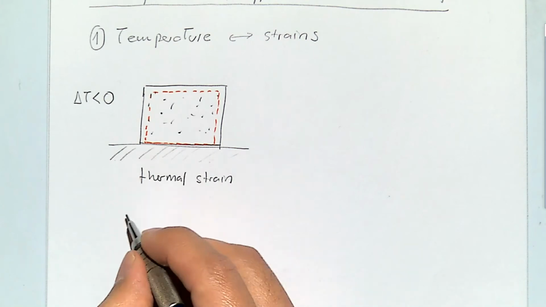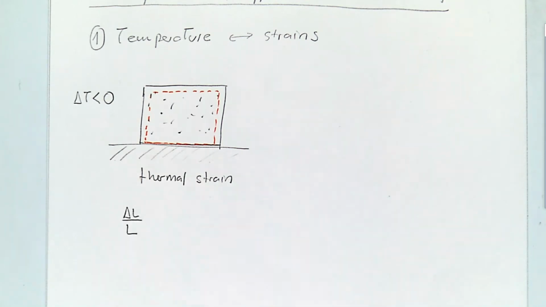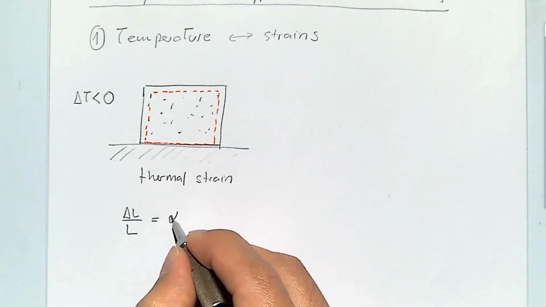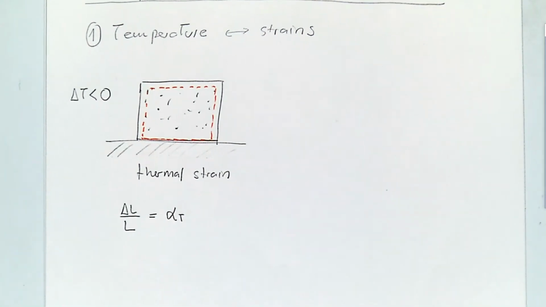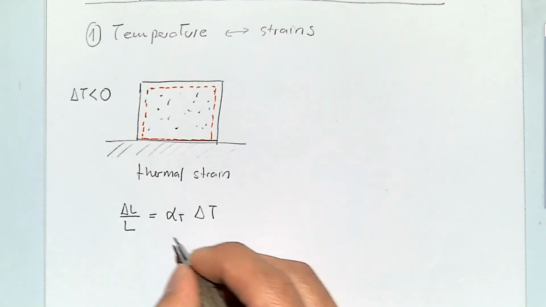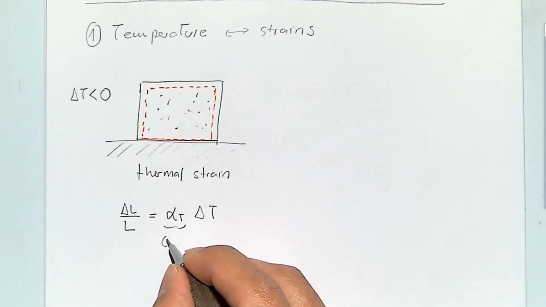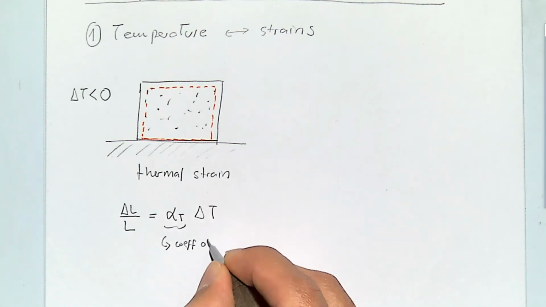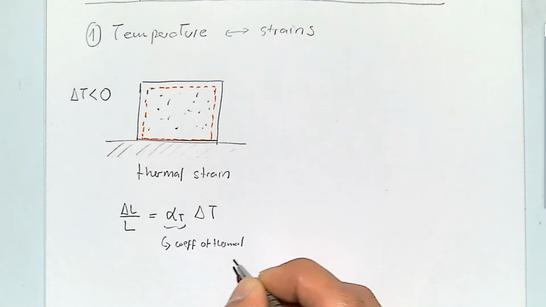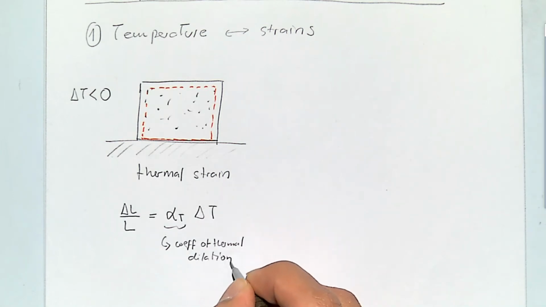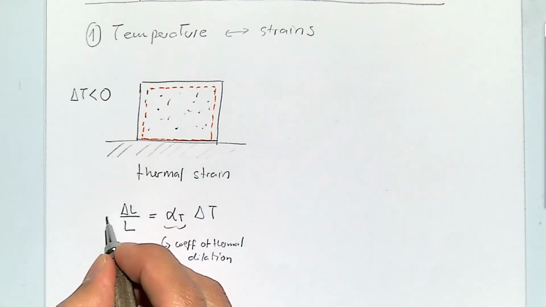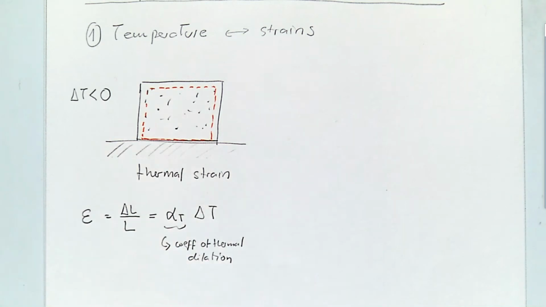And that strain, the change of length divided by the original length, is going to be proportional to the coefficient of thermal dilation times the change of temperature. So this one over here is the coefficient of thermal dilation. What do you think are the units of this coefficient? This is a strain, so 1 over temperature: 1 over K, 1 over C. You can define it as you want.